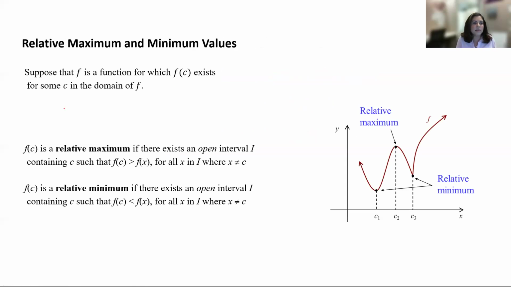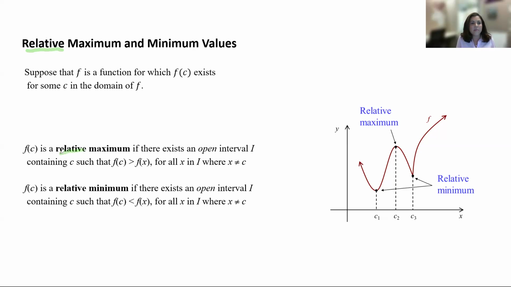And so with this lesson, I like to emphasize the word relative here. Relative is not the same as the absolute. It's not the absolute highest point or the absolute lowest point. It's relative to the points around it. And so this is saying, suppose f is a function for which f of c exists for some c in the domain. So we have all these different output values that exist.